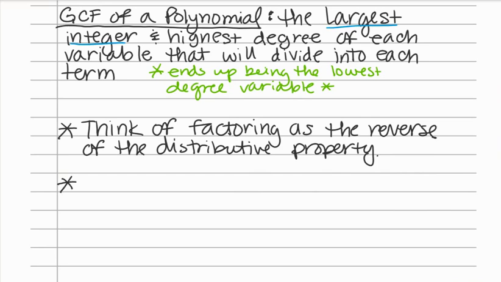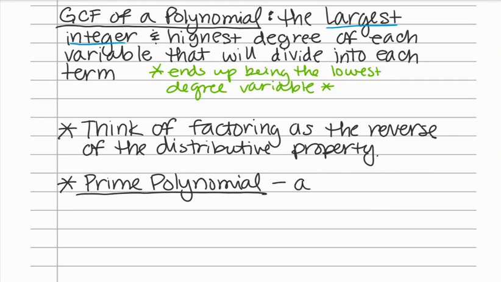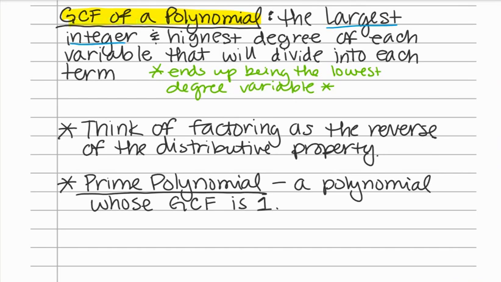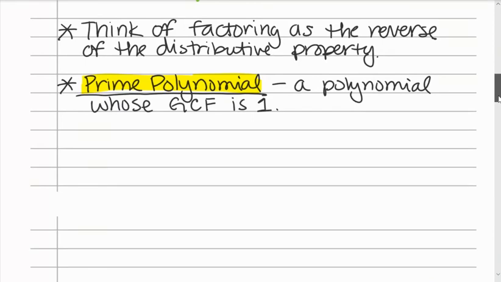Another piece of information, there's something called a prime polynomial. And it is a polynomial whose GCF is 1. All right, so definitely make sure you get these 2 pieces of vocabulary down. Going to be important as we work to be able to hear or understand what words we're using as we use them.